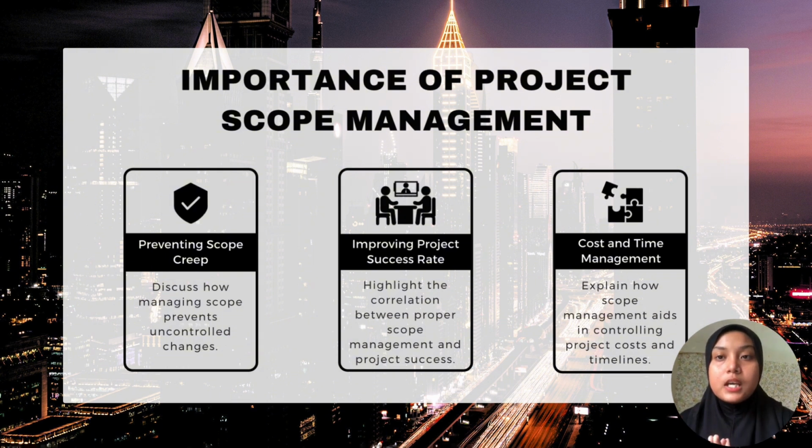For this slide, there are three importance of project scope management. The first one is prevent scope creep, which is implementing control to avoid unauthorized changes, like regularly scheduling scope review meetings. The second one is improve project success rate, which is ensuring all project requirements are met without extra work, like using a clear project scope statement. And the last one is cost and time management. Accurate scope management helps avoid delay and cost overrun, for example, using baseline comparison.